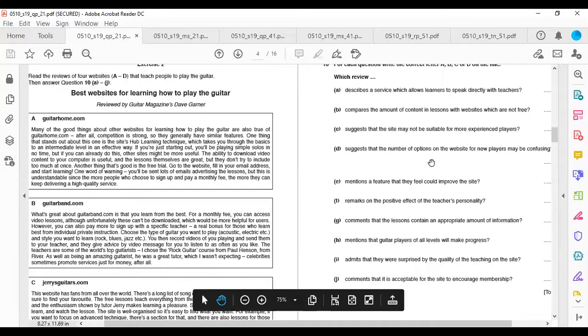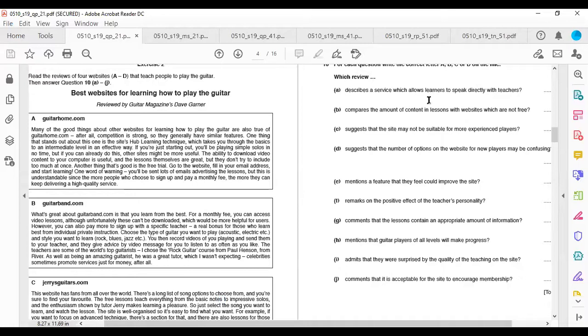First of all, read the statements. Paraphrase them and summarize them. Paraphrase and summarize, because you have to write very shortly what they mean.